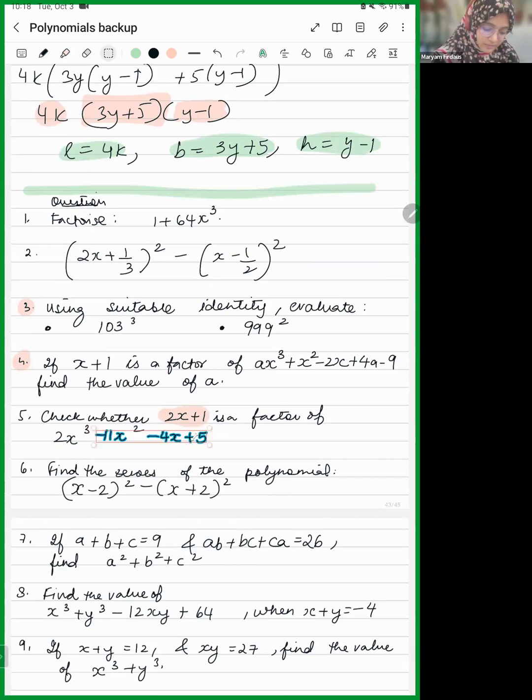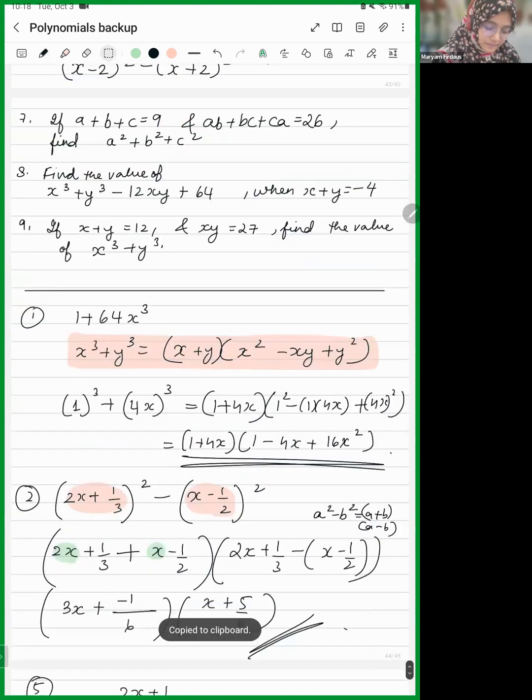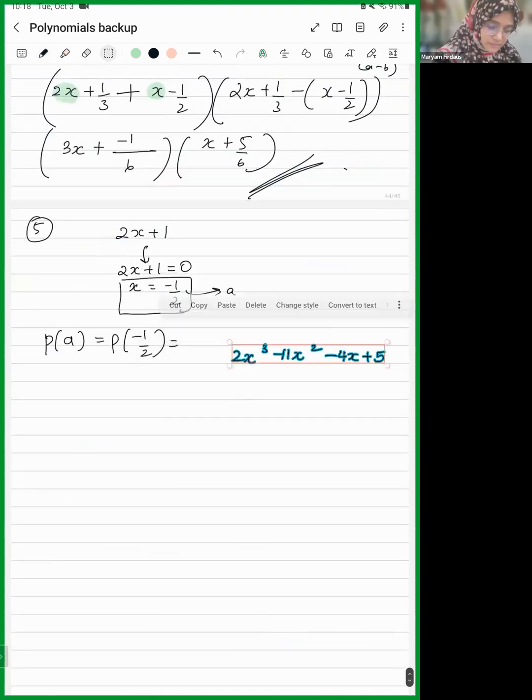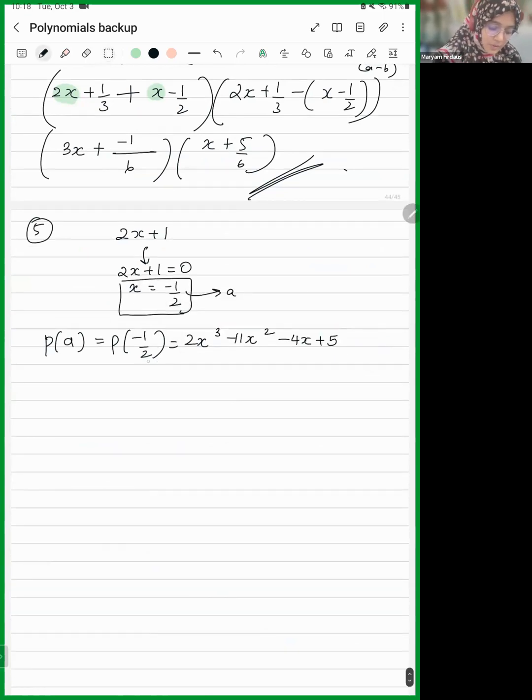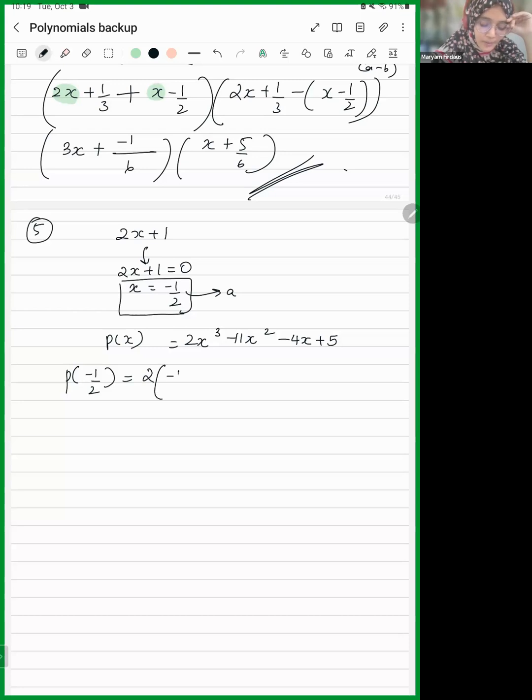Preshita. Now what do we do after this? Ma'am, we substitute the values. Yeah, we substitute the values. So this was our P of x. So what does it become after substituting the values? Ma'am, I'm still on that question. Like, I'm doing some part of it. Acha. Okay, fine. So this becomes minus 1 by 2 whole cube plus minus 11.